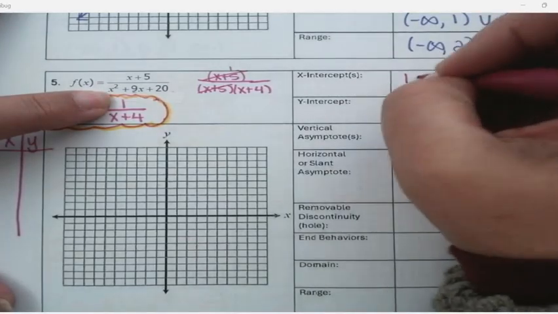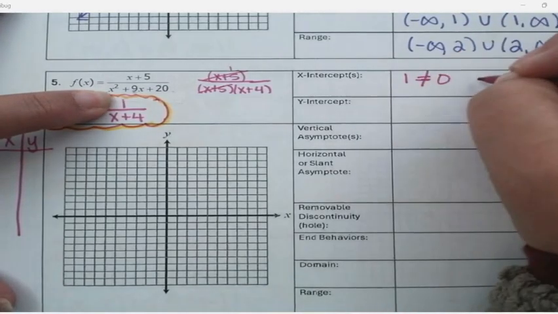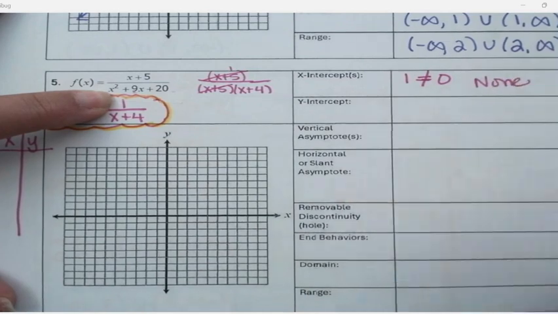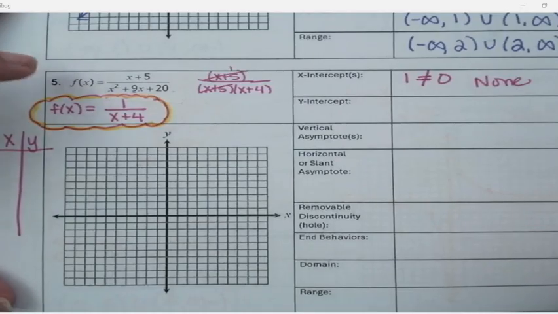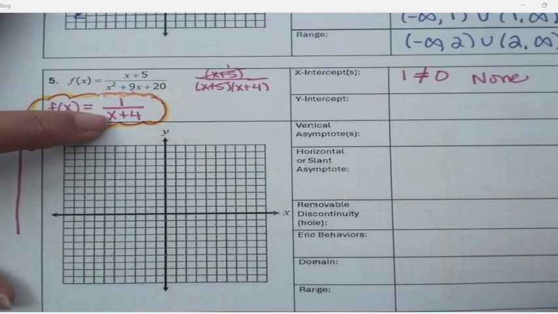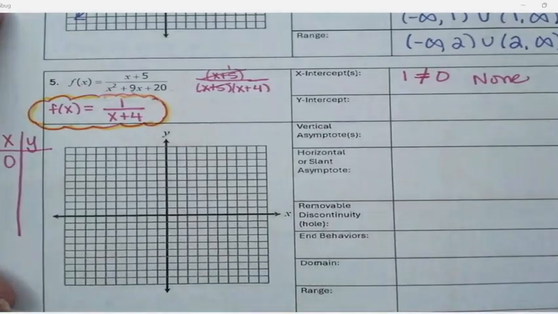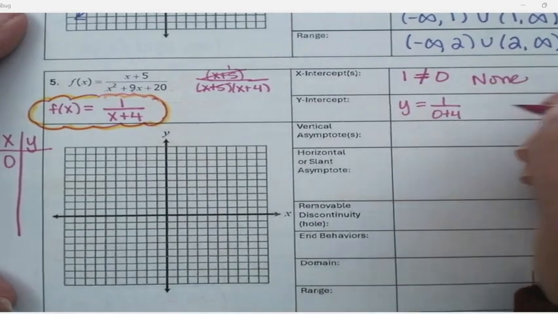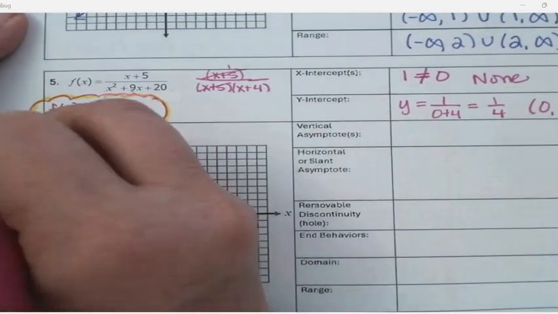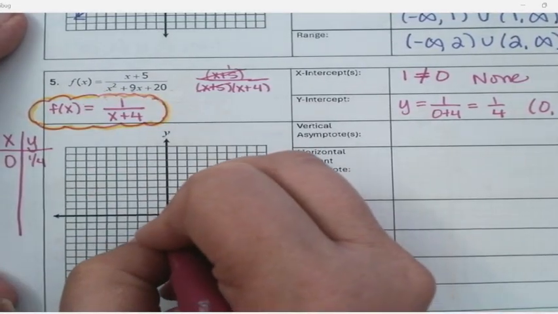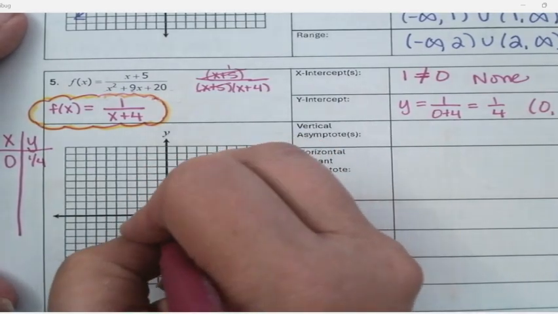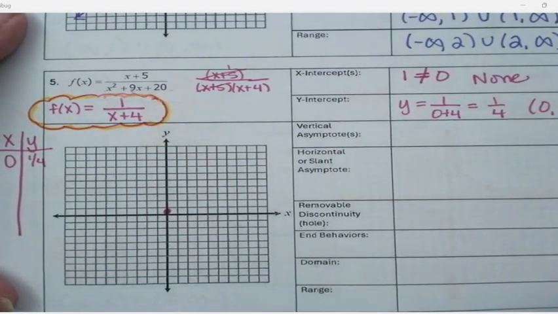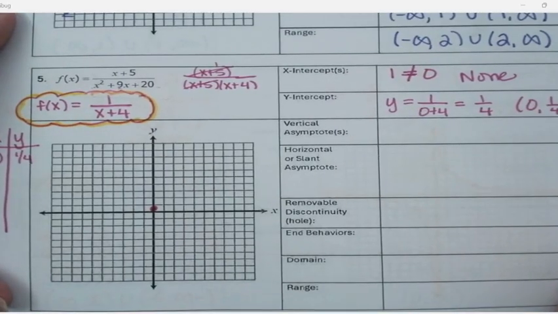Okay, to find the x-intercept, I set the numerator equal to 0. My numerator is a 1. Set that equal to 0. That doesn't make any sense, so this is a none. No x-intercept means there's probably an asymptote right there. To find the y-intercept, I replace the x with a 0. It's like I'm plugging in a 0 right here in my table. So y equals 1 over 0 plus 4 is 1/4. So 0, 1/4. So over 0, up 1/4 is my y-intercept.